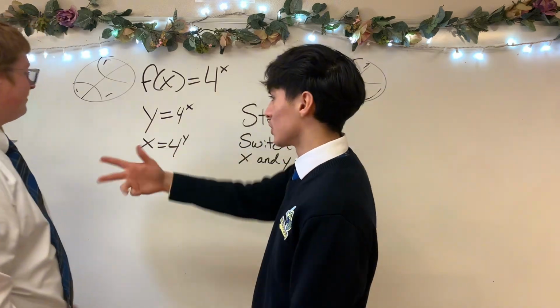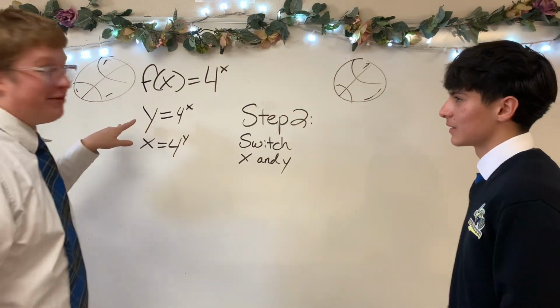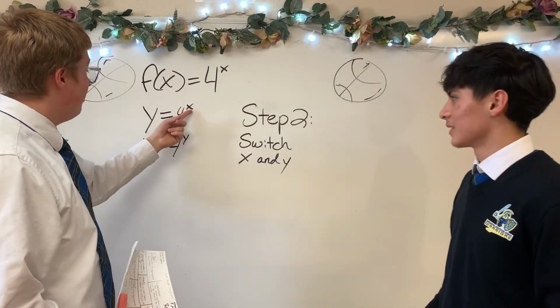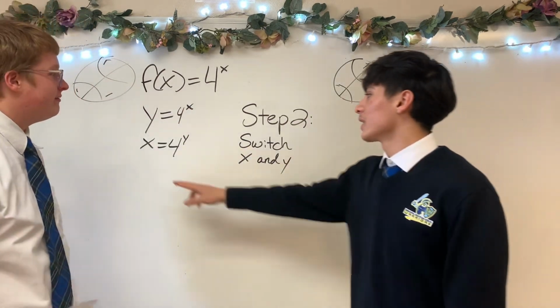So right here, Jonas, I'll let you explain. All you do, pretty much, is simple. X and Y switch. So this becomes an X, and this becomes a Y. All you do is swap it around. So x equals 4 to the y.